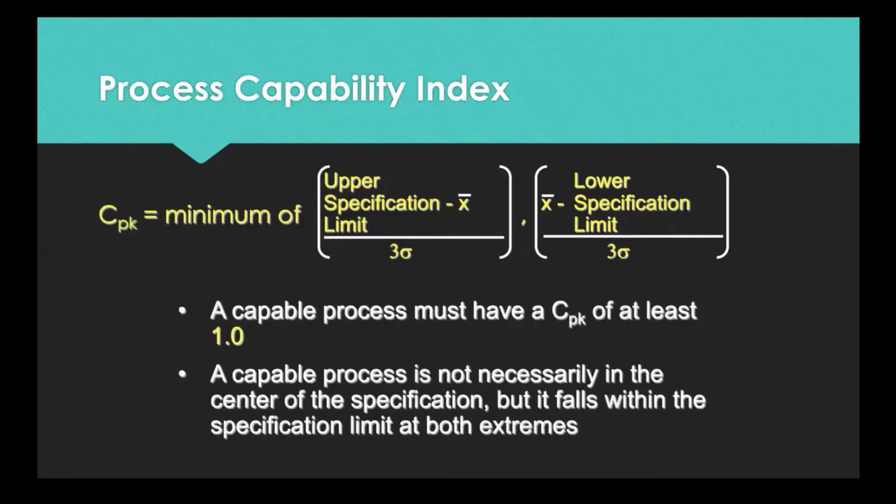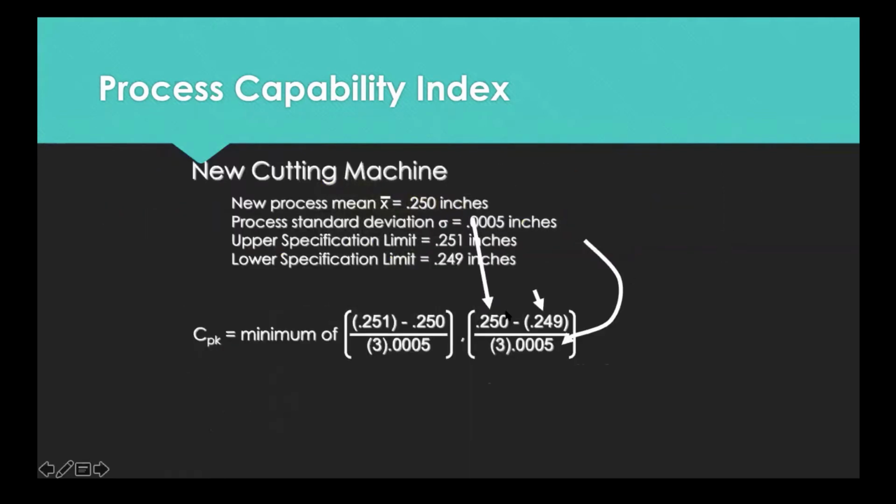Now, CPK, the process capability index, is the minimum of these 2 values. The first one is upper specification minus X bar over 3 sigma. And the second one, on your right, is X bar minus lower specification limit divided by 3 sigma. So we divide this specification in half and see if they are tilted or staying on course, in the right middle of that. And CPK, if it is at least 1, is a very good and capable process. A capable process is not necessarily in the center of the specification, but it falls within the specification limits at both extremes. And how do we calculate this CPK, the process capability index?